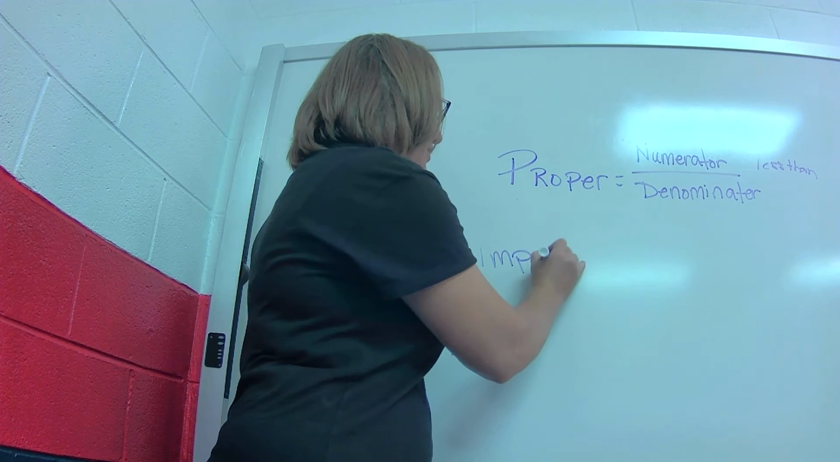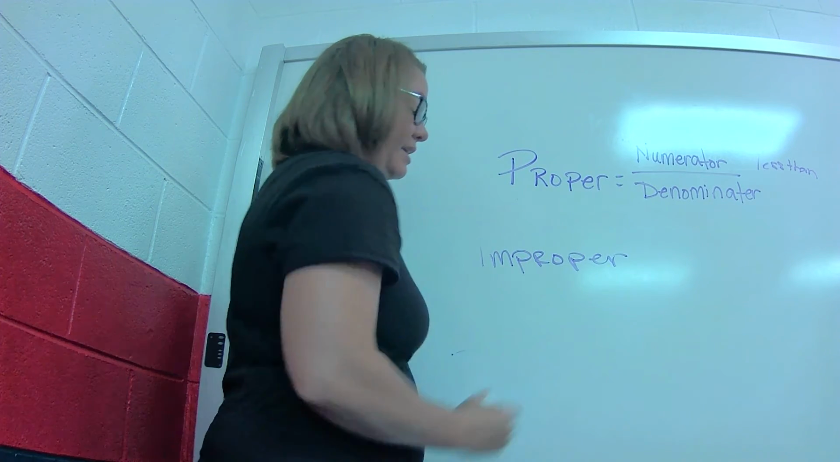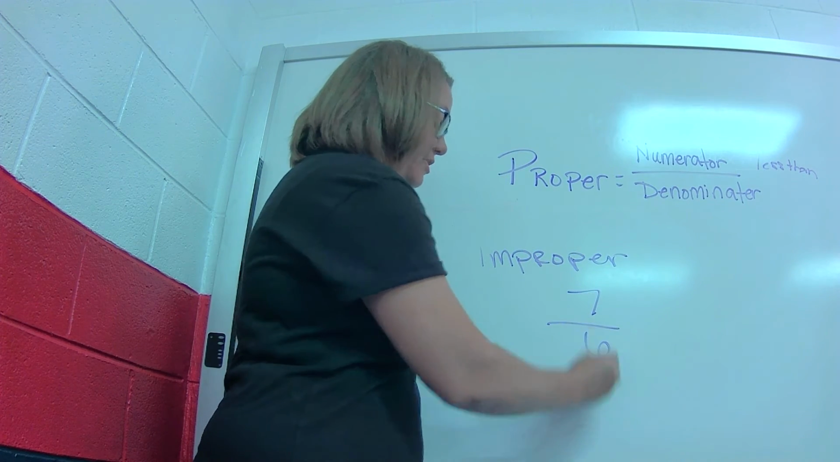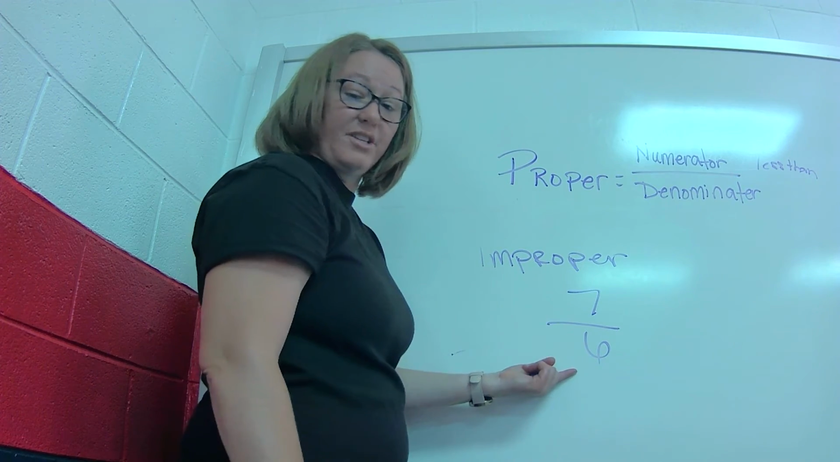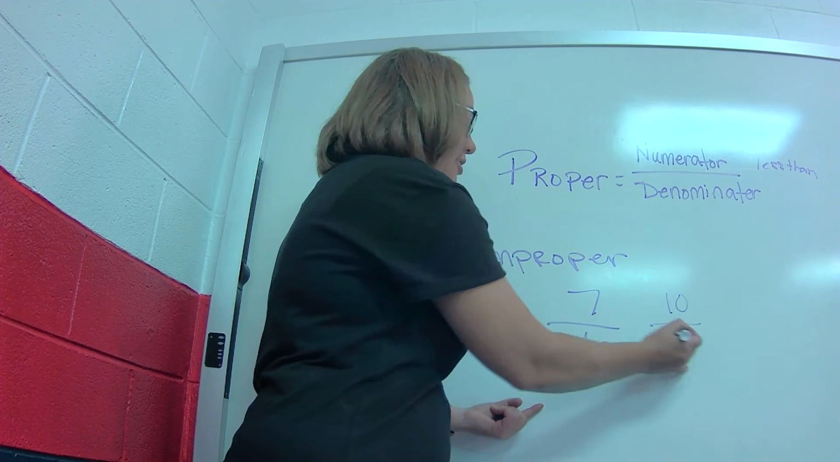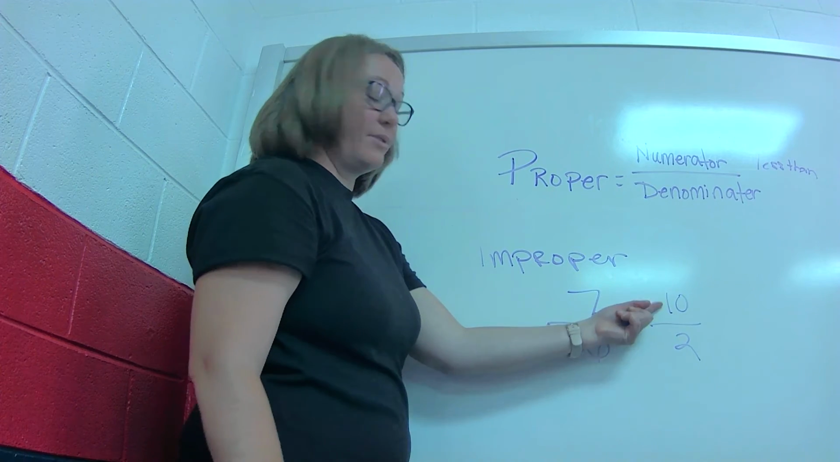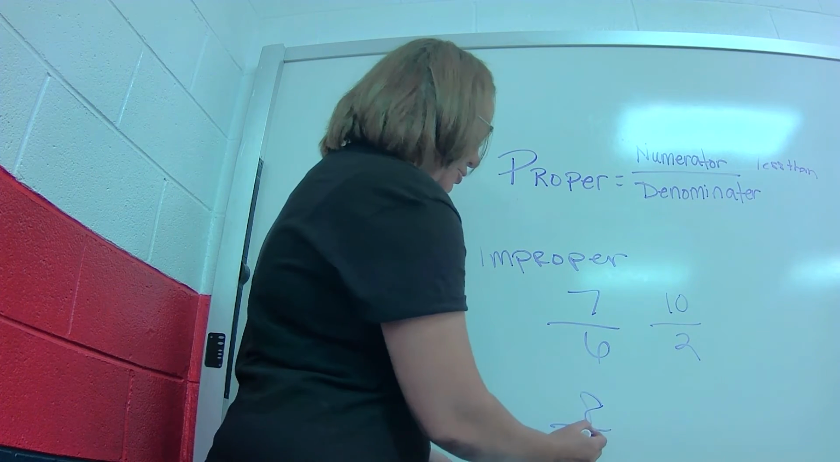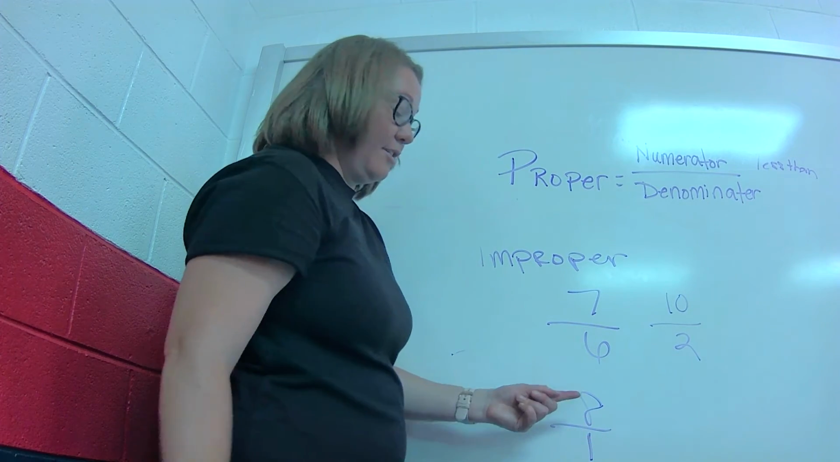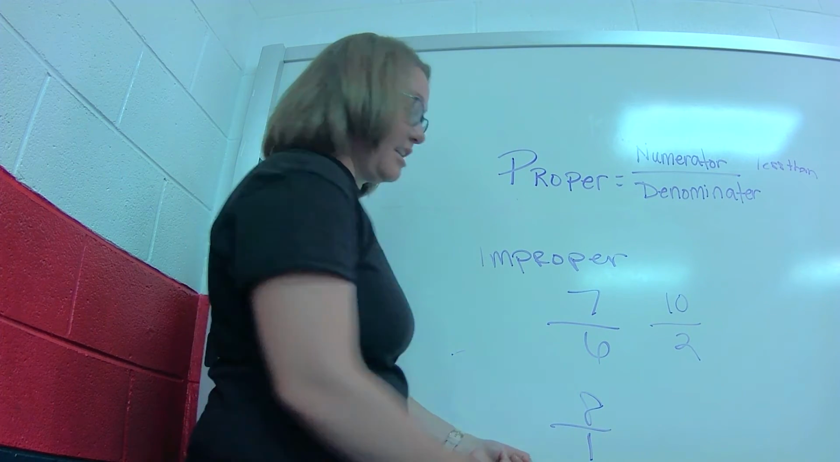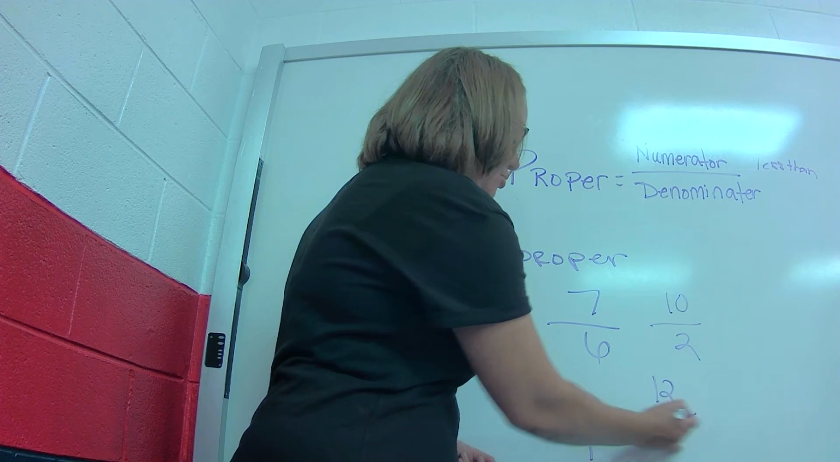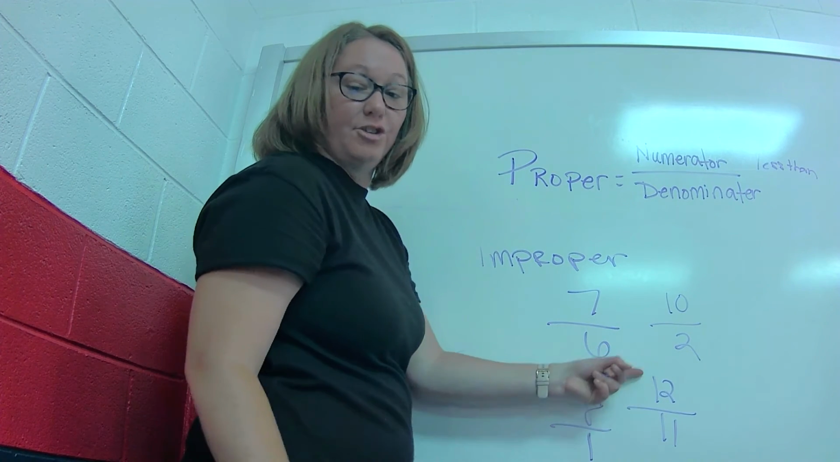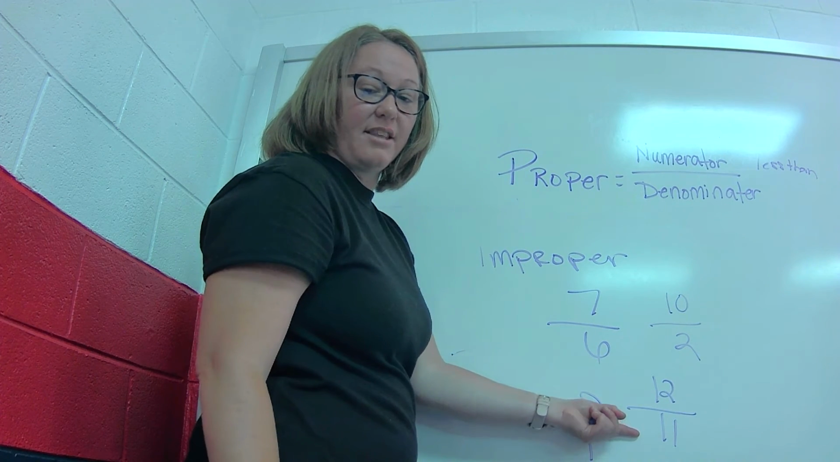I'll write this up here again so we can keep them separated. If you have 7 over 6, numerator larger than the denominator. 10 over 2, numerator larger than the denominator. 8 over 1, numerator larger than the denominator. 12 over 11, numerator larger than the denominator.